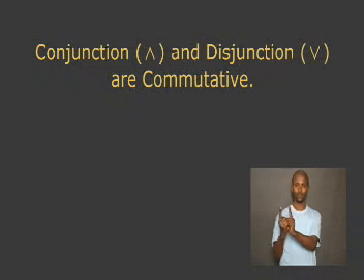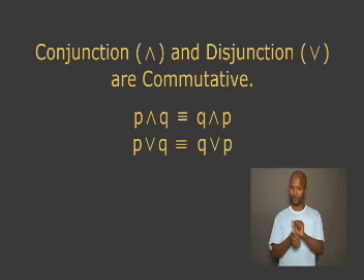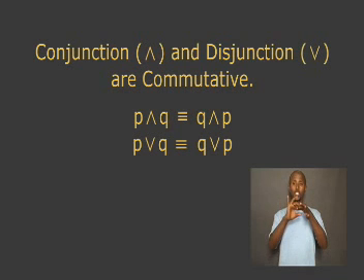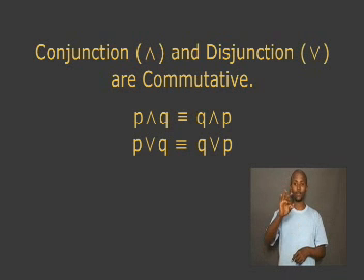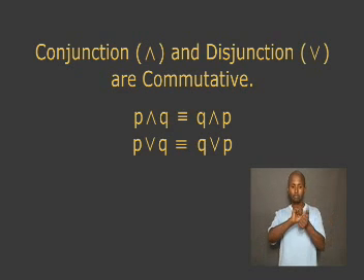Each of the logical connectives has properties which will help us to understand how they interact. Conjunction and disjunction, for example, are commutative. This means that in the case of conjunction for any propositions P and Q, we find that P and Q is equivalent to Q and P. In other words, the compound statement has the same meaning regardless of the order of the propositions.